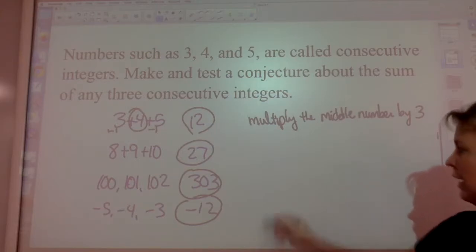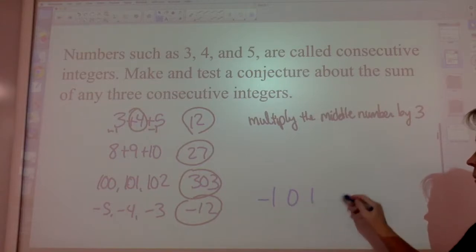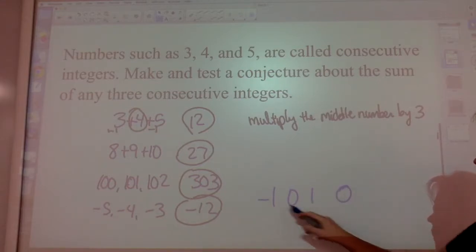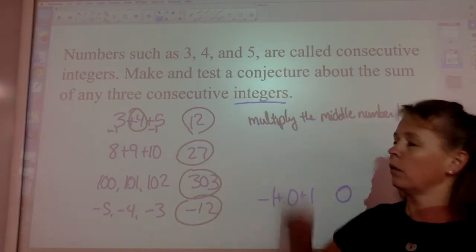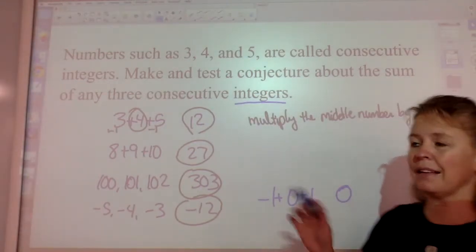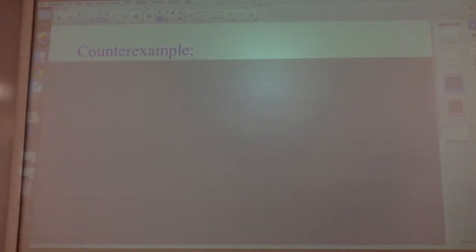Could you do negative 1, 0, and 1? Multiply the middle number by 3, and you would get 0. Negative 1 plus 0 plus 1 is absolutely 0. Works with negatives, works with positives, works with 0, but we are only working with integers. So that's the kind of stuff that you're going to have to come up with on your own on some of these.